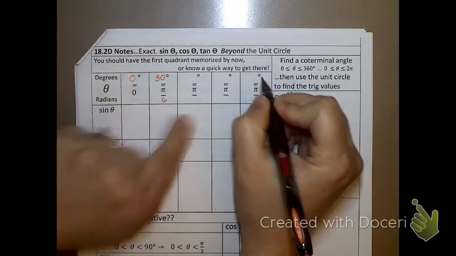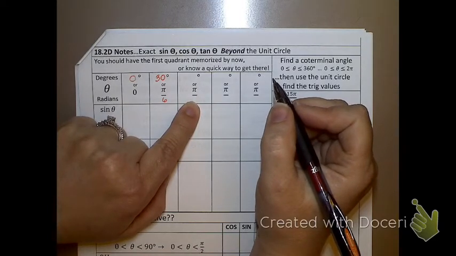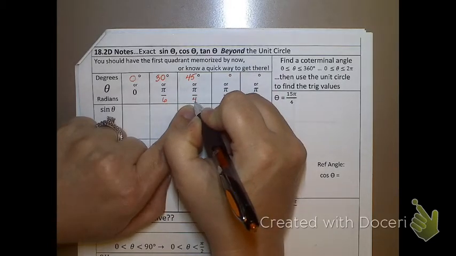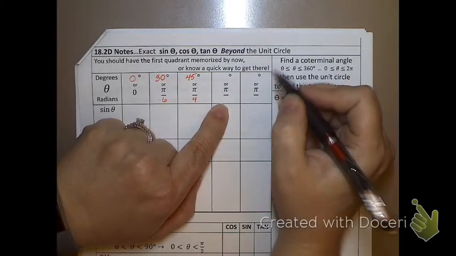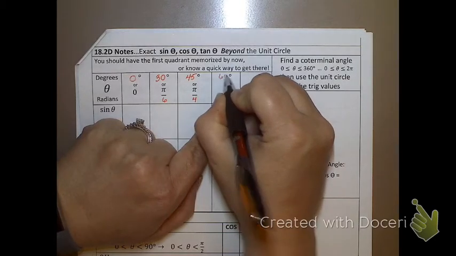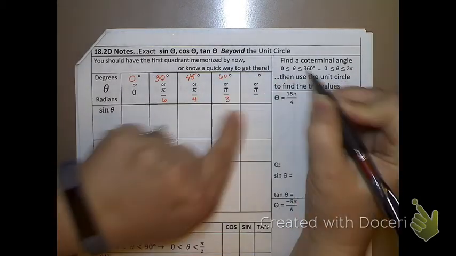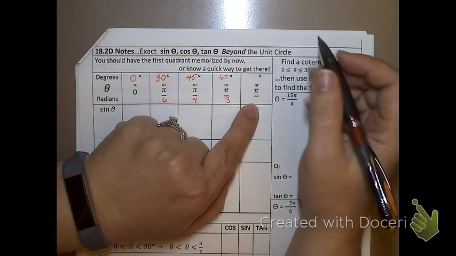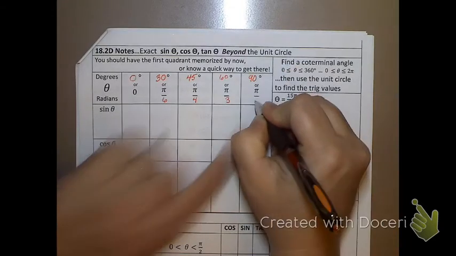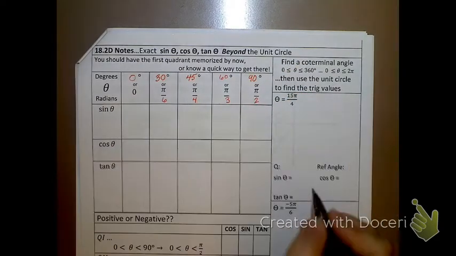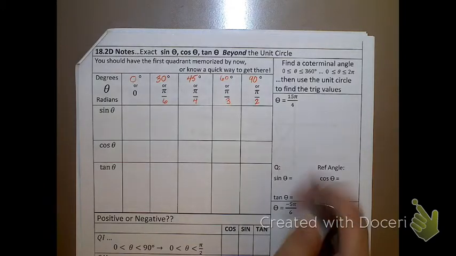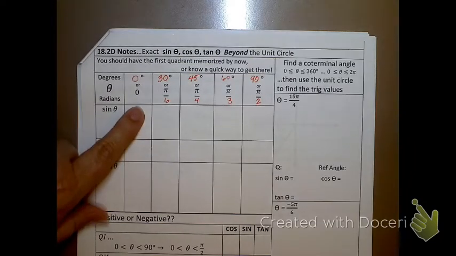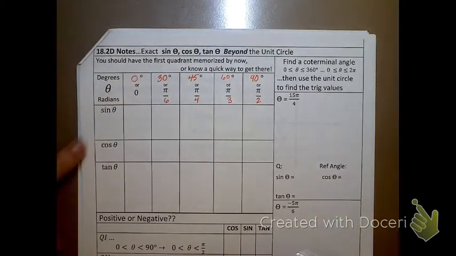Our first angle that we have, our 30-degree angle, is what in radians? Pi over 6. The next angle I'm looking at in our first quadrant is what? 45 degrees, which is pi over 4. And then our next one in the first quadrant is 60 degrees or pi over 3. And then the last one that's not technically in the first quadrant, but we call it a quadrantal angle, would be 90 degrees, and that's pi over 2. So far, so good?